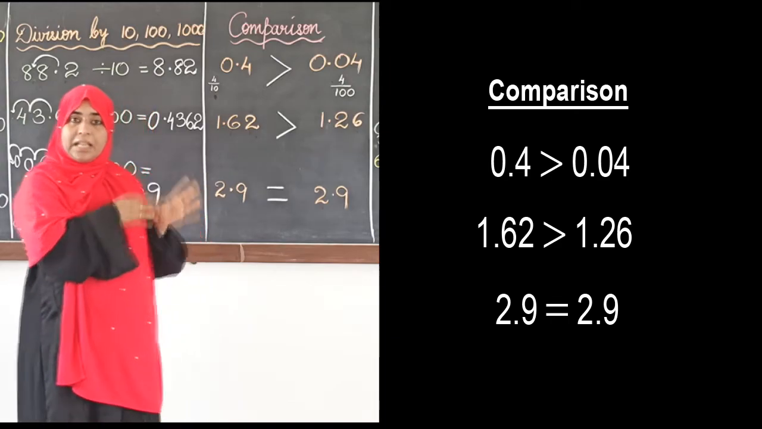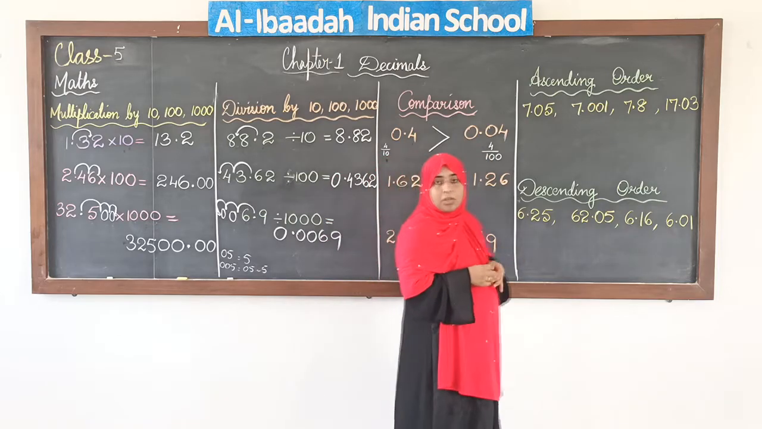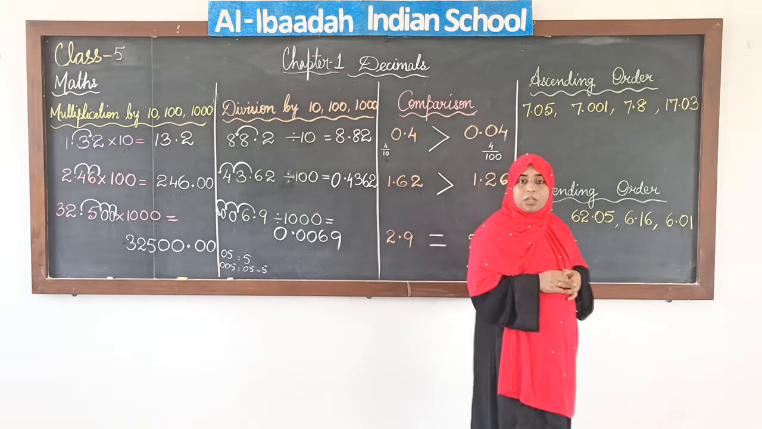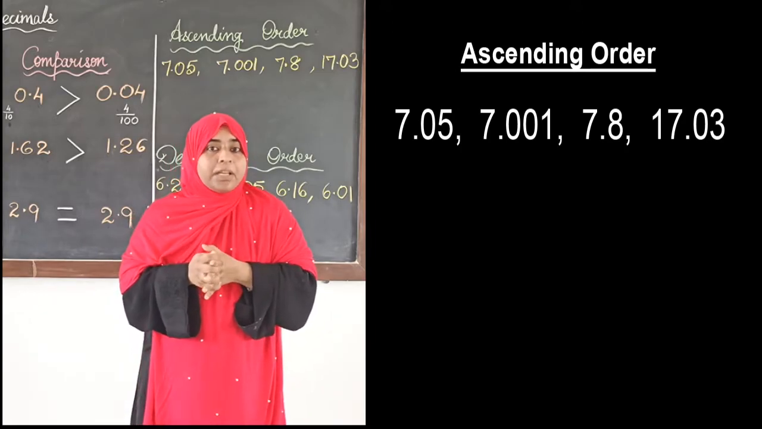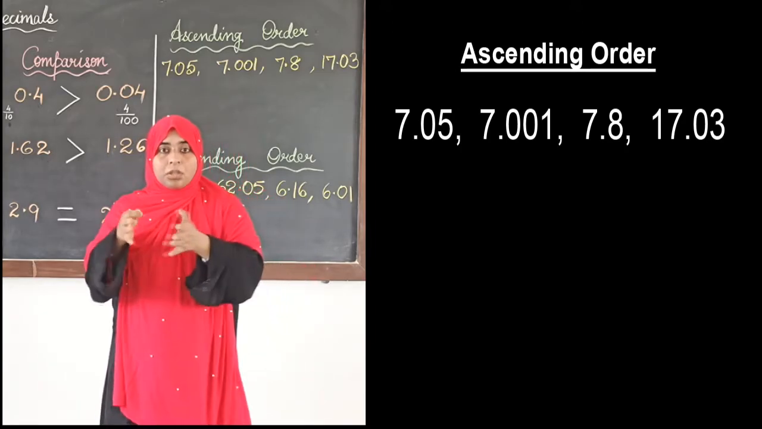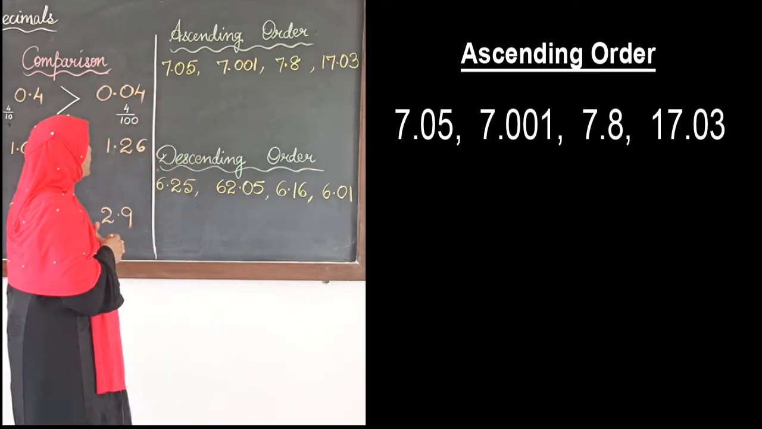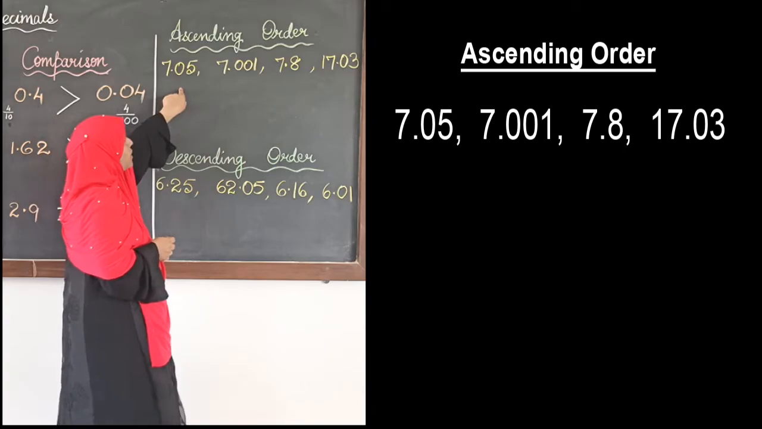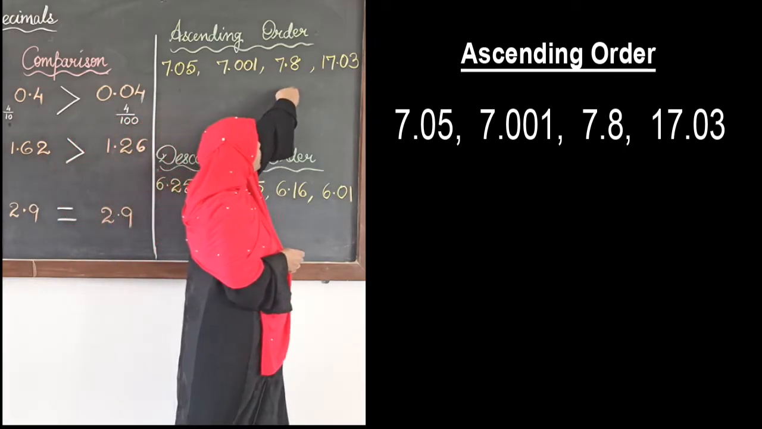Now we will use the same concept to arrange the numbers in ascending and descending order. What do we mean by ascending order? Ascending order means small to big. We have to arrange the numbers from small to big. So we will see which number is the smallest. The 4 numbers that I have here are 7.05, 7.001, 7.8 and then I have 17.03.